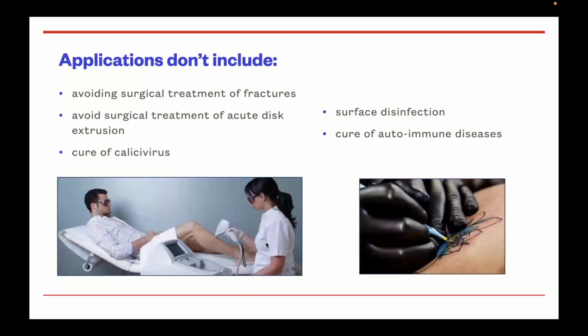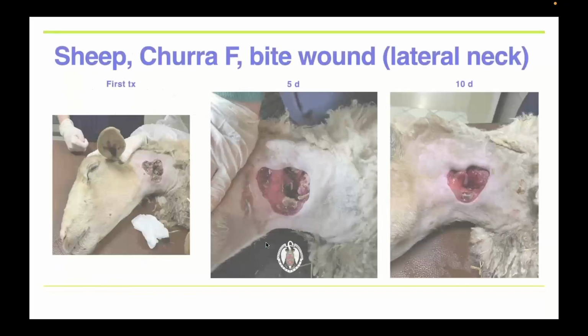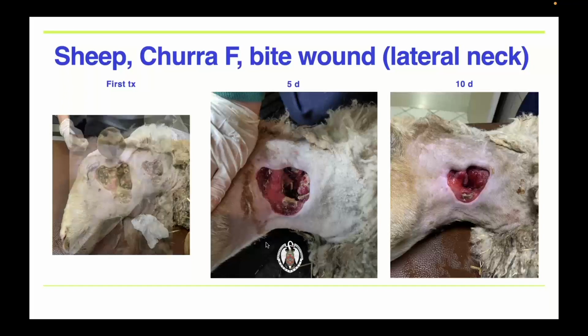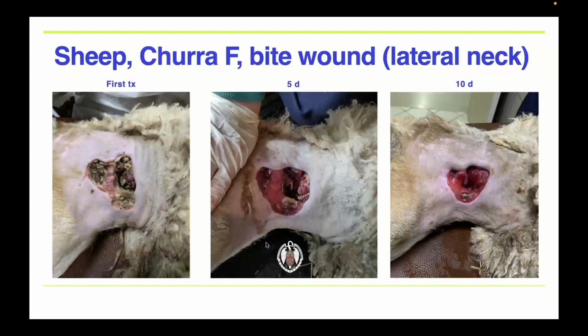And it's going to decrease colony-forming units on the surface of wounds, but it's not to disinfect a surface. And it's going to help with clinical signs associated with some autoimmune diseases, but it's not going to cure the autoimmune disease itself. I'm going to show you now a couple of farm animal cases, although I told you I only do small animals, but sometimes the farm animal service will consult with us for wounds.